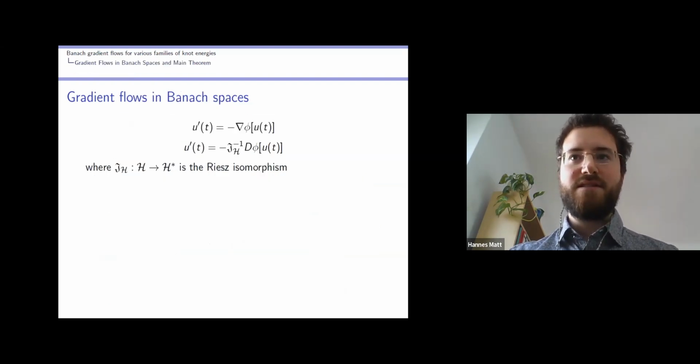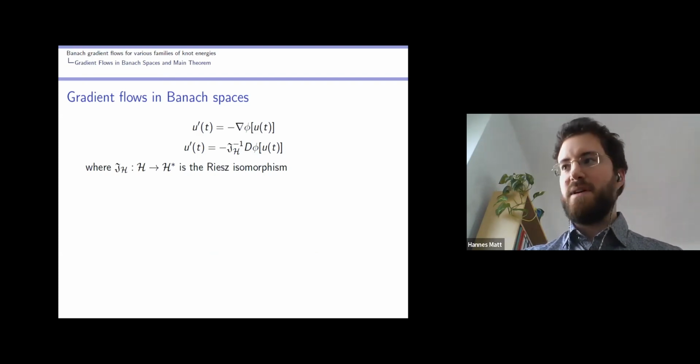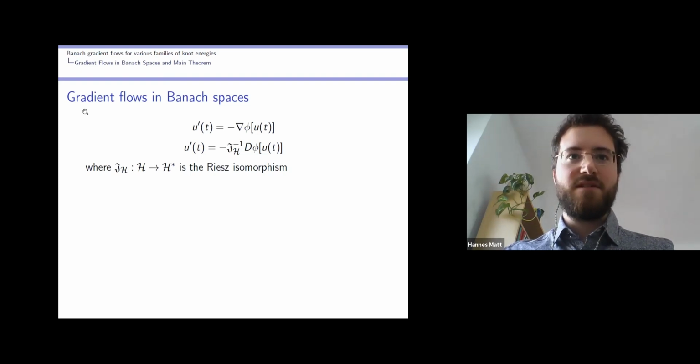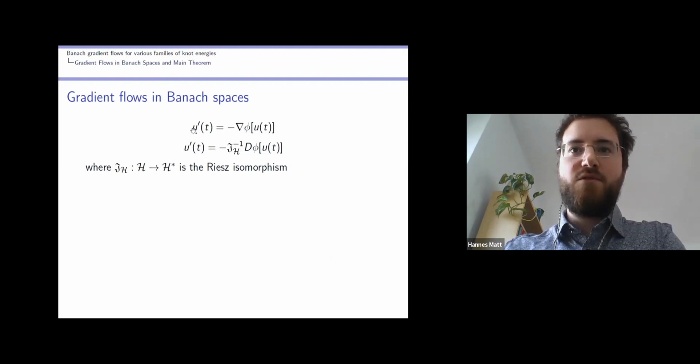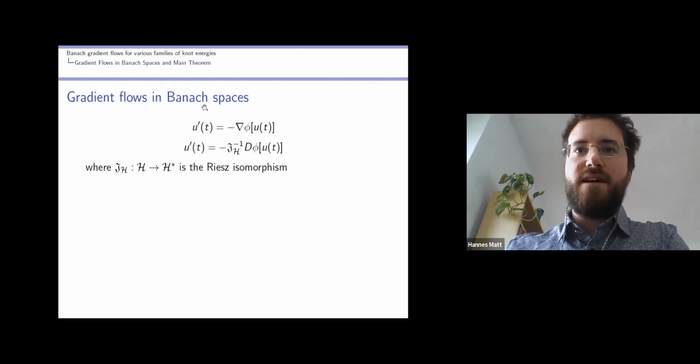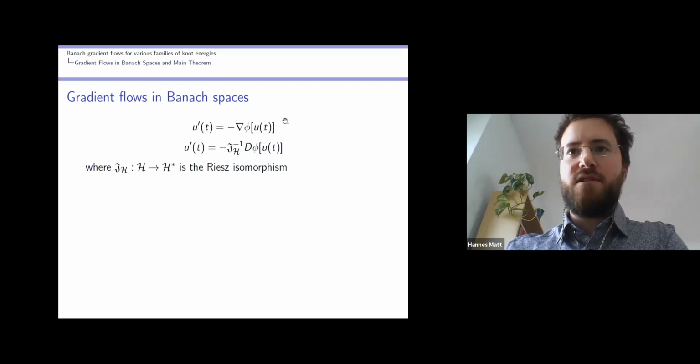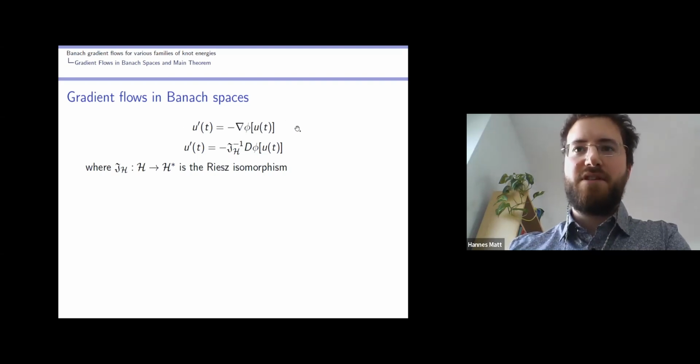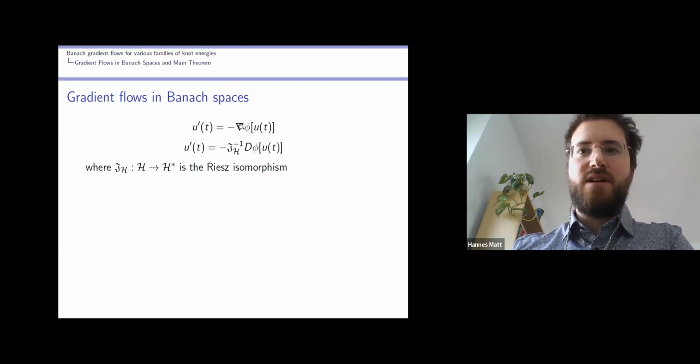So in this talk, I would like to leave the Hilbert space setting and go into the Banach space setting. To do this, I will briefly recall what a gradient flow in Hilbert space or Banach space actually is. In Hilbert space, if we take a smooth curve u and a smooth function phi, then the gradient flow is this equation here, which should hold for every t, or maybe almost every t. The gradient in a Hilbert space is the Riesz isomorphism inverted and then applied to the differential of the function.